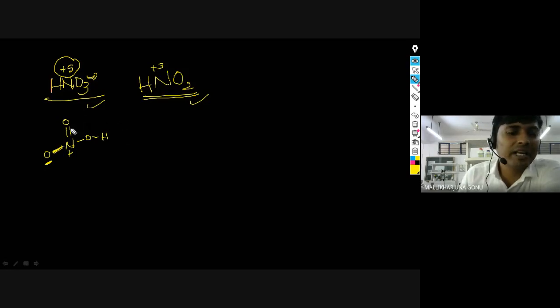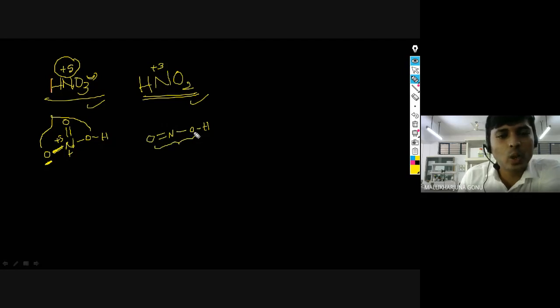Now in this case, it is balanced, HNO3. The oxidation state of this nitrogen is +5, and three oxygens are there. In the other case, nitrogen, one OH and another oxygen. Surrounding the nitrogen there are two oxygens, and the oxidation state is +3. So here nitrogen is attached to three oxygens, and here nitrogen is attached to only two oxygens, and oxygen is more electronegative.